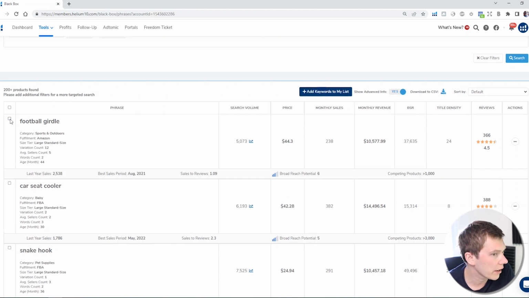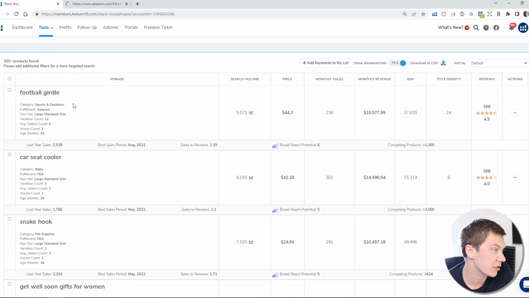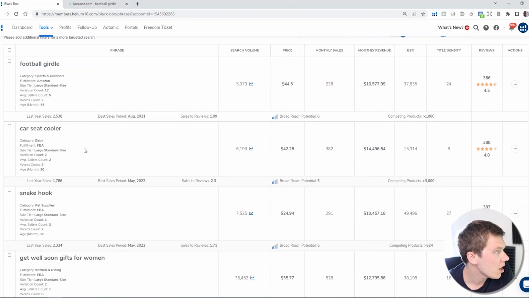So what we are going to do is press the actions button here, and we'll just press view on Amazon. And just so we can rapidly go through some of these results, I'm just going to go back to these results here, and let's have a look at what else could be of interest. So car seat cooler, again, that's not something I've heard of before. It's got a decent amount of search volume, 6,000 searches per month.